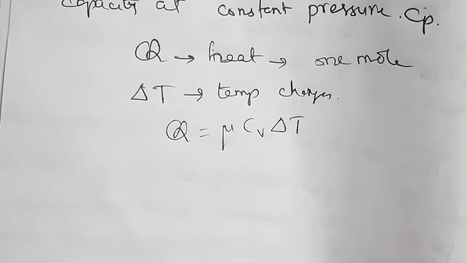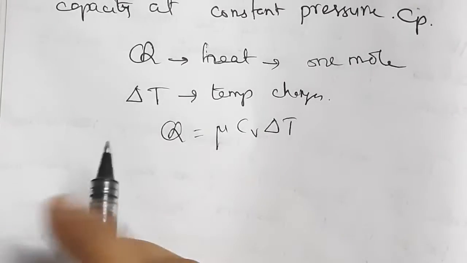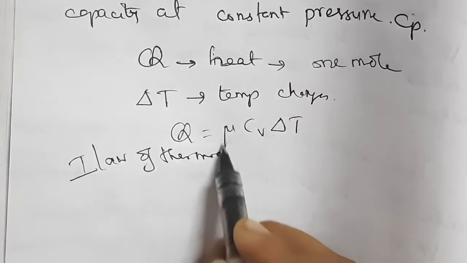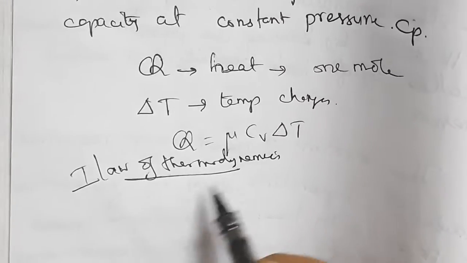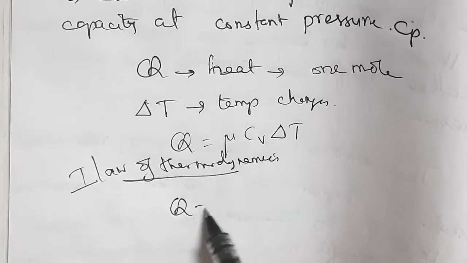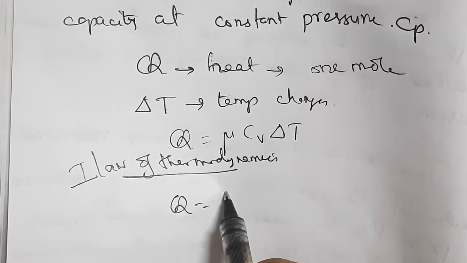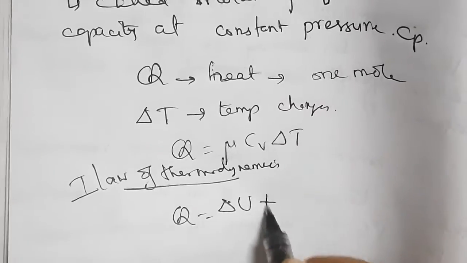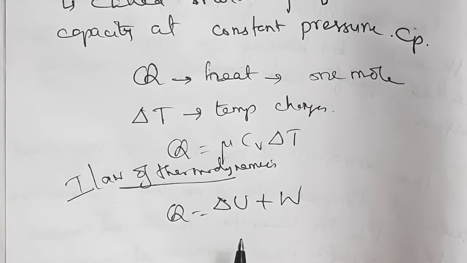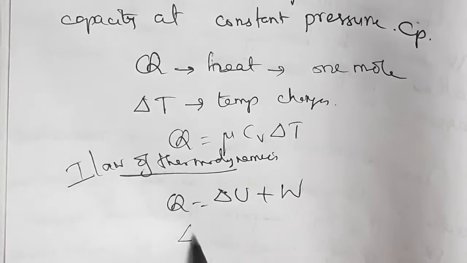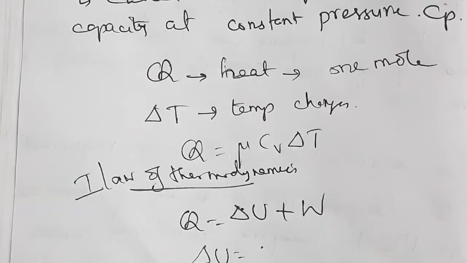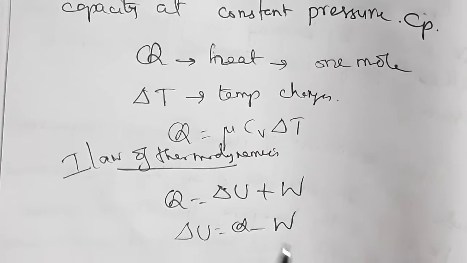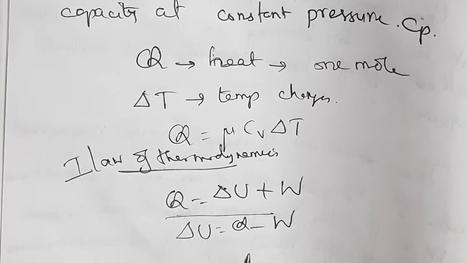Now, according to the first law of thermodynamics, Q is equal to delta U plus W, or else delta U is equal to Q minus W. So here we can consider this expression, Q is equal to delta U plus W.